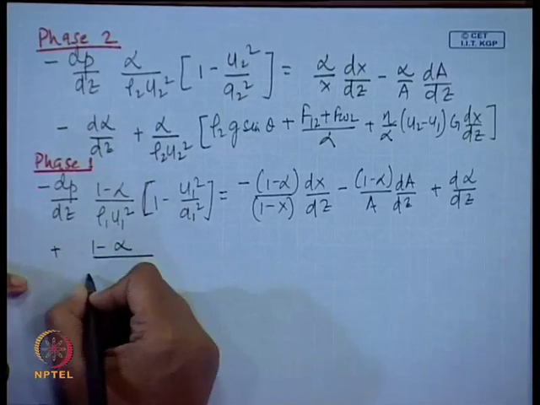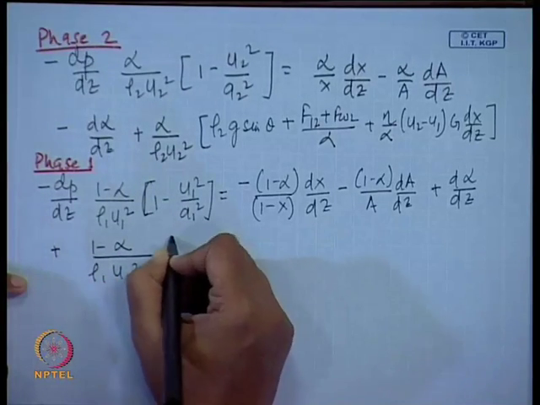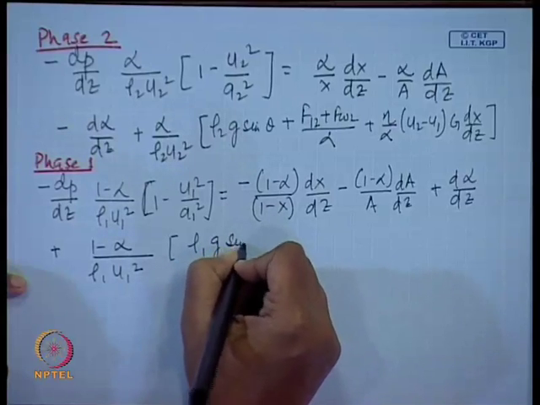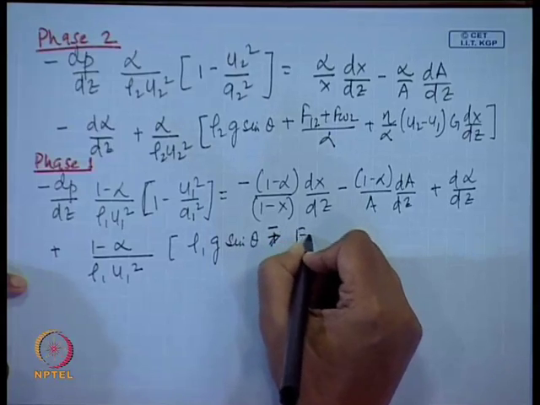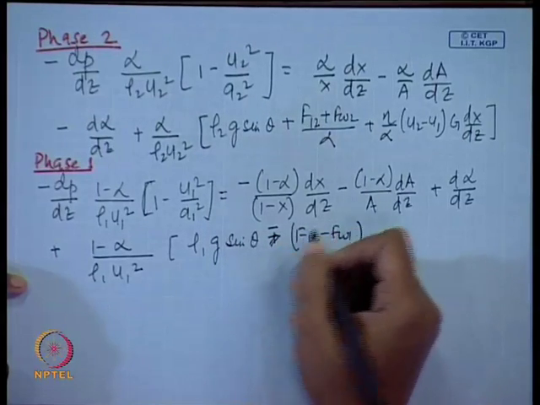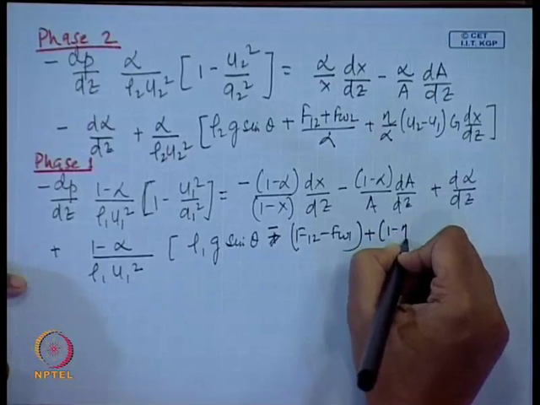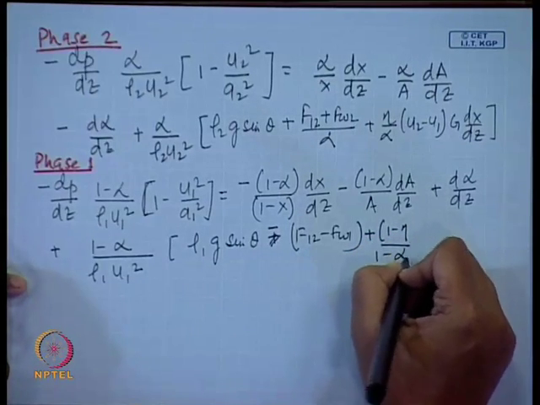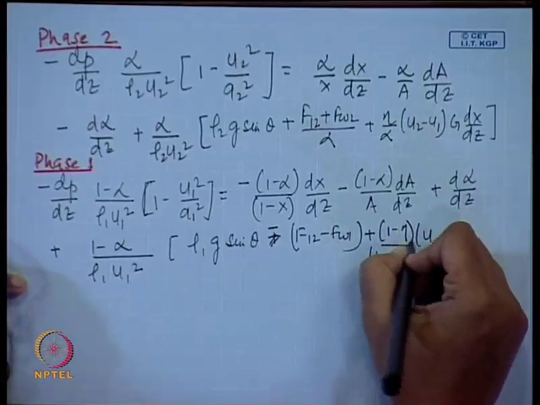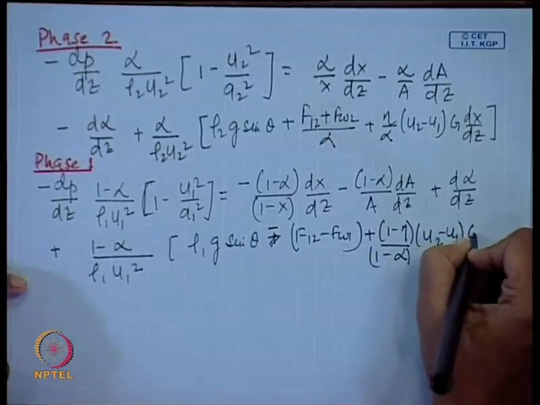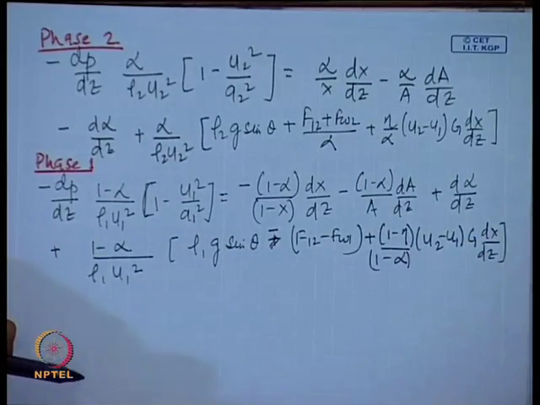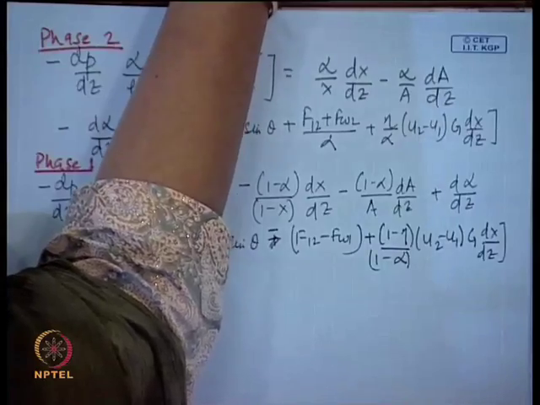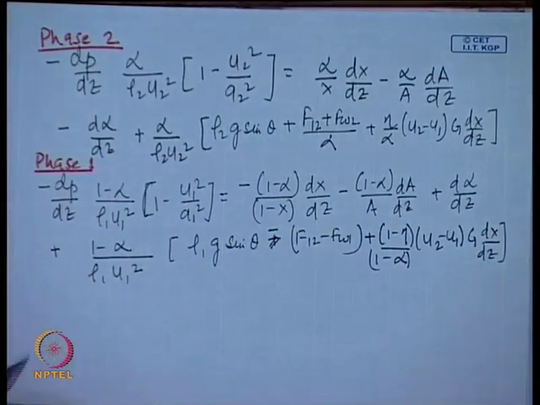Plus 1 minus alpha by rho 1 u1 square, rho 1 g sin theta, just like I had got in the previous, this is minus f12 minus fw1 plus 1 minus eta by 1 minus alpha u2 minus u1 g dx dz. Okay. So, therefore, this is for phase 1. Which one?